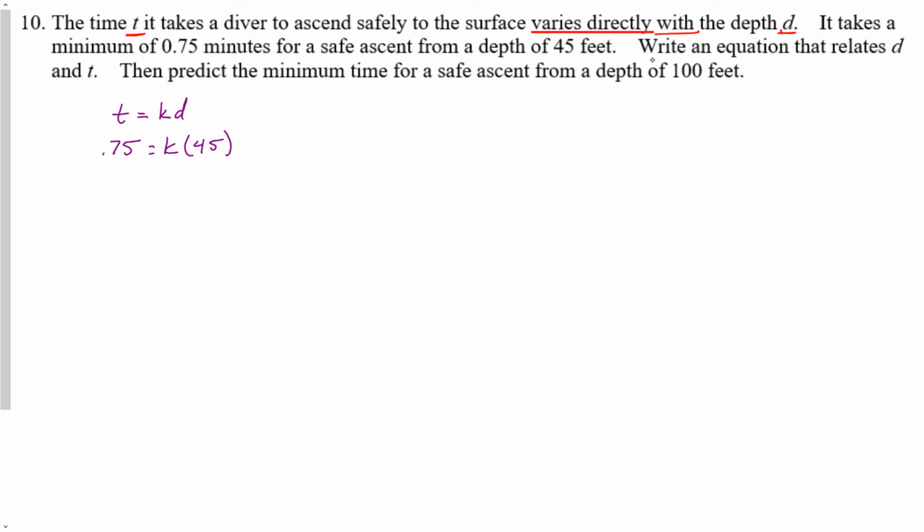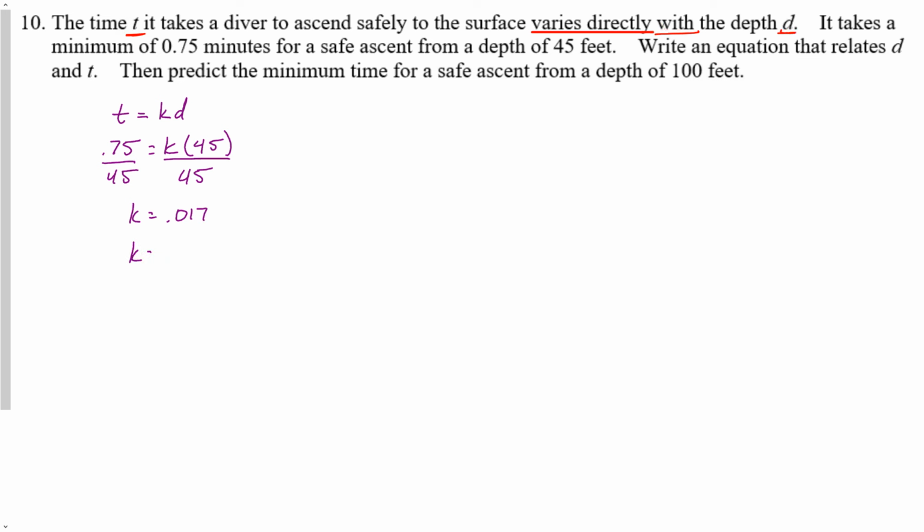So again, it says our job is to write an equation that relates the depth d and time t. So that means one of the things that we have to do, the first step really, is figure out what that constant of variation is. So solving for k means we'd have to divide both sides by 45. And that would give you approximately 0.017 if you kept it as a decimal, like your calculator would show you.